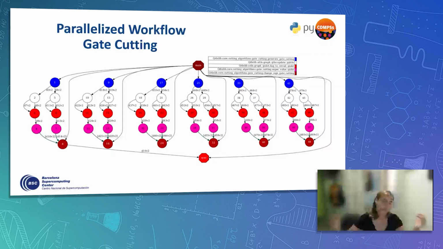At the end, the pink nodes are the expectation value calculation of each subcircuit, and we have this reduce task that groups everything together and reconstructs the original expected value of the circuit.